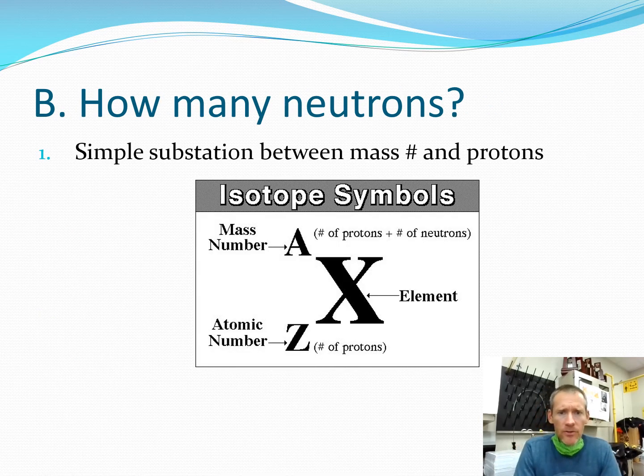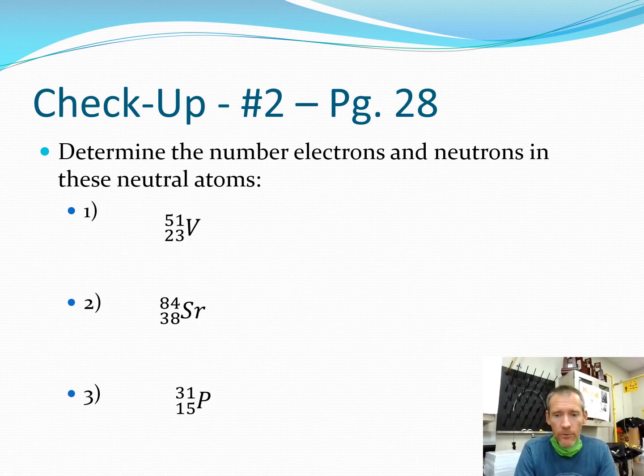Okay, so simple subtraction can figure out the number of neutrons between A and Z. If you know the protons and you know the mass, you can figure out the neutrons. So, quick review here: determine the number of electrons and neutrons of these neutral atoms. So we have vanadium. It's neutral, so we know it has 23 electrons because it has 23 protons. And then you simply subtract 23 from 51, and you get 28 neutrons.